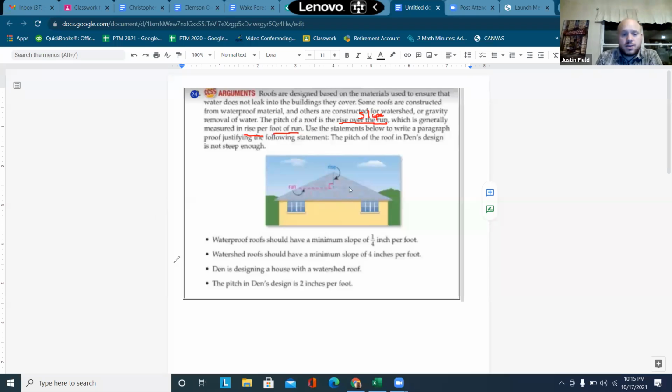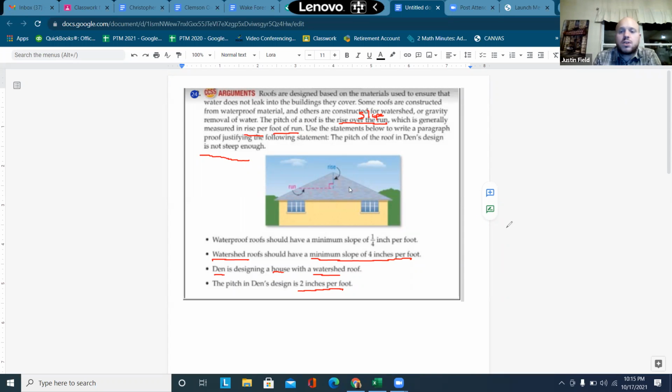Okay, so Dan is a person designing a house with a watershed roof. And so the information about watershed has got to have a minimum slope of 4 inches. But Dan's design is 2 inches. That is less than the minimum. And the statement is the pitch of the roof in Dan's design is not steep enough.